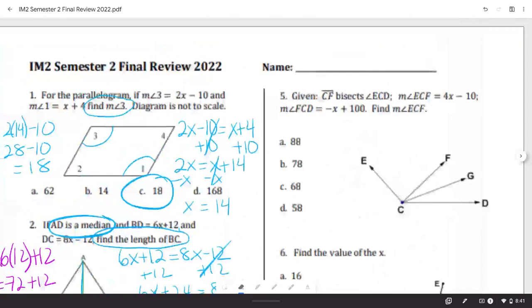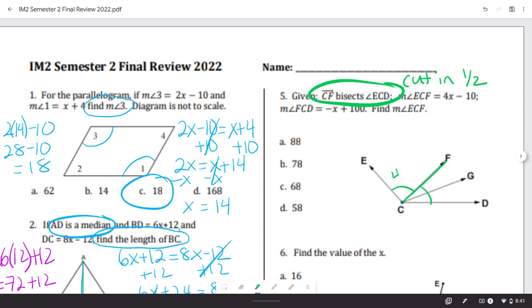All right, over here, it's important to know that bisects means to cut in half. So if CF cuts ECD in half, that means that this right here equals this over here. And it's okay that it doesn't look like it's equal, that's fine.